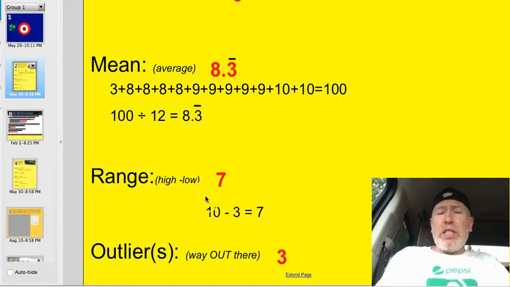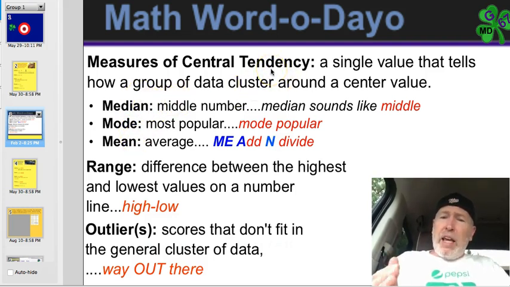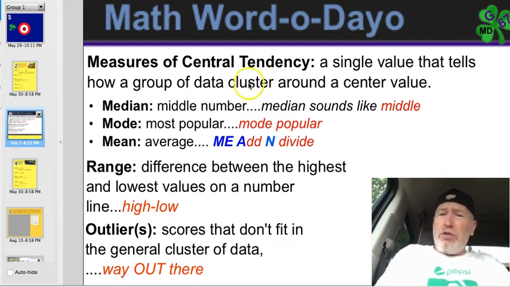All right, so let's go ahead and take a look here at some vocabulary for the day. Measures of central tendency. What they're really looking for here is a single value that tells how a group of data cluster around a center value. So mean, median, mode, they each give us one value that tells us about the group of data and how it clusters around the center.